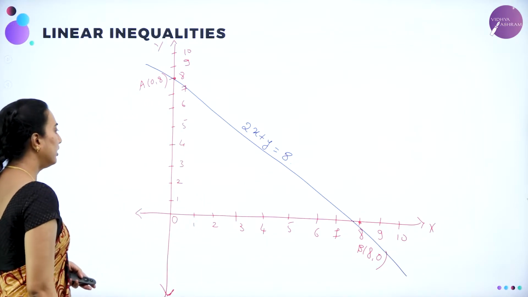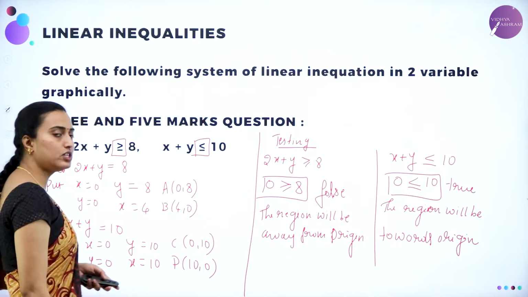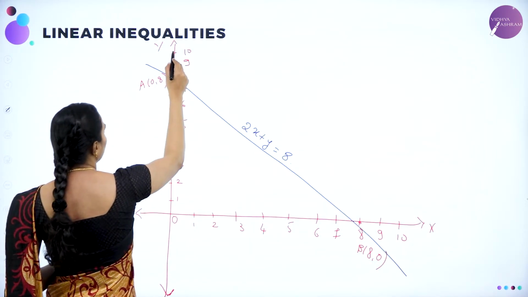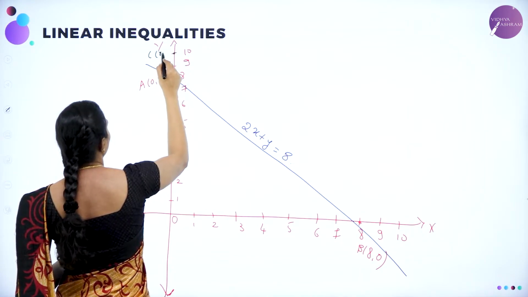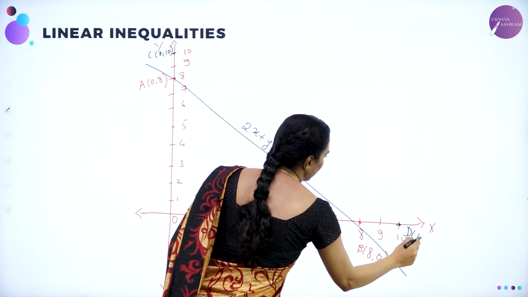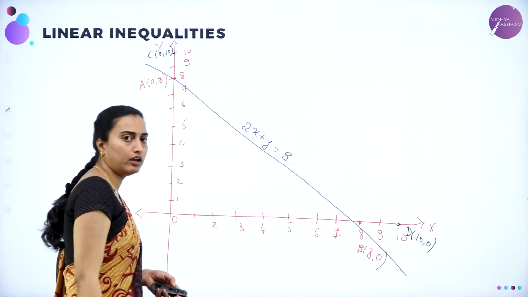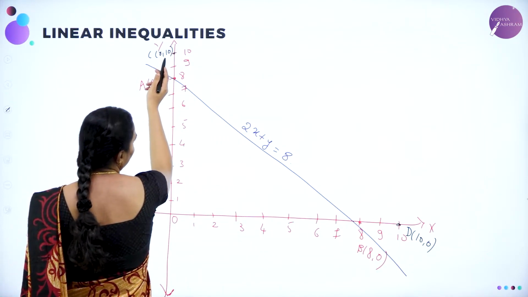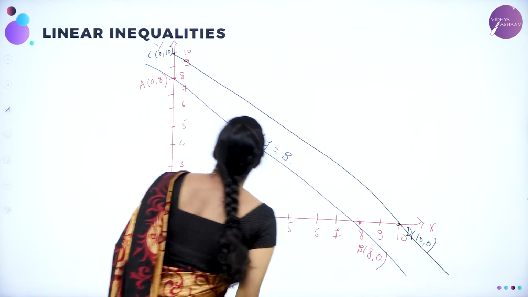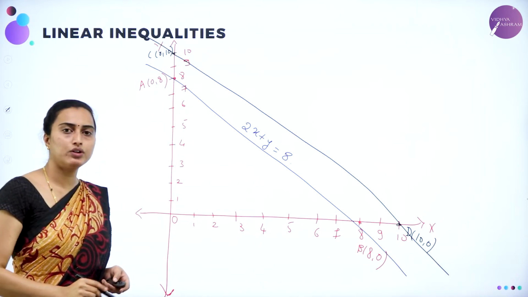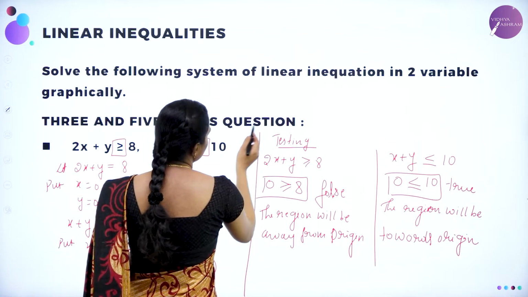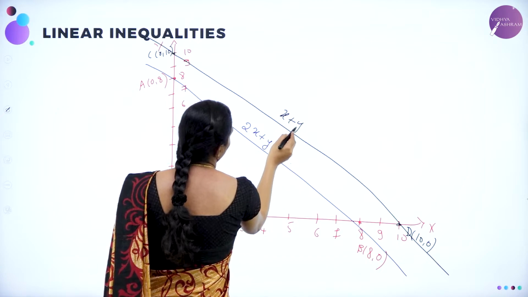And then let us come to the next one. C of (0, 10) and D of (10, 0). So C of (0, 10) will go here, and this is D of (10, 0). This is also a slack inequality, so let us join these two points by a solid line. Let me take that line as x + y = 10.